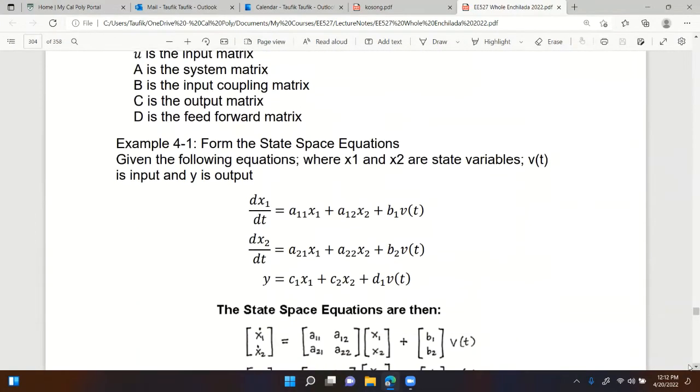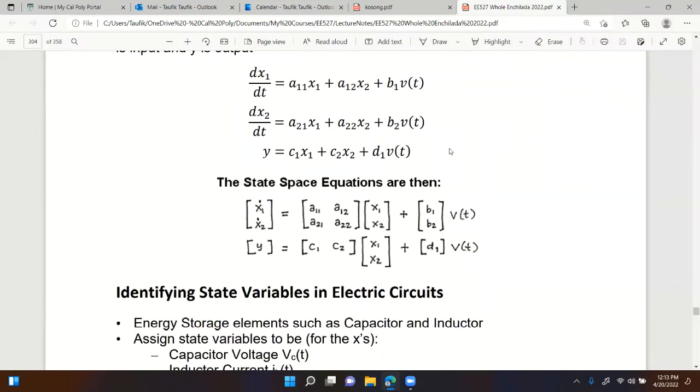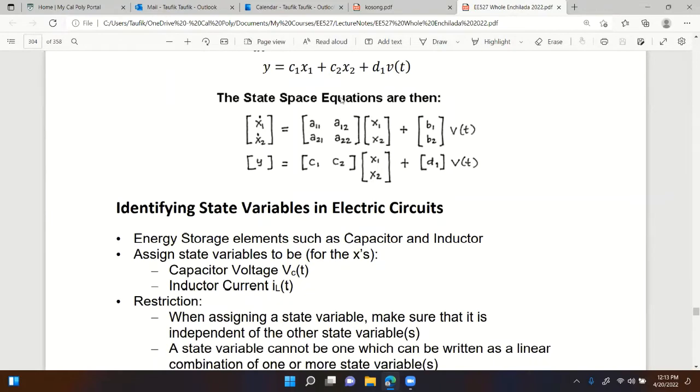And I went over the first example, setting up the matrix equation. The equations are already derived for you. Once you get the equations, they look something like this, right? Where you see the first derivative of the state variables on the left side, and the state variables and input on the right-hand side, then you can start converting the equations into a matrix equation, right? That way we can see the A matrix, the B matrix, the C matrix and the D matrix, okay?